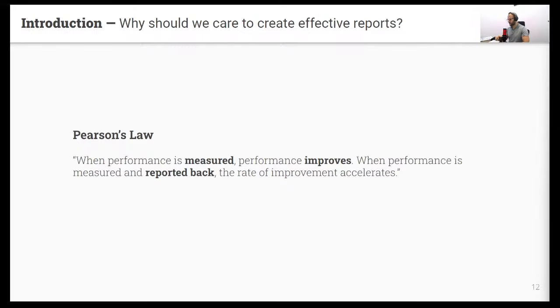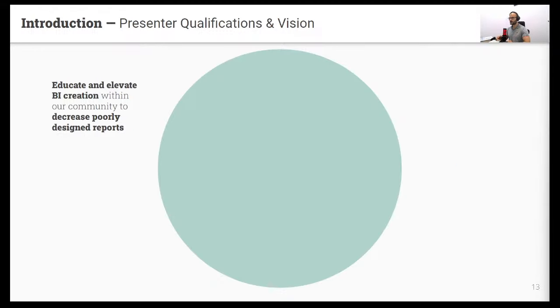So that being said, when there are a lot of poorly designed reports and we need to try to understand why and how we can improve this, well, that's why I come into this picture here. My vision, or our vision for Data&People, is to educate and elevate business intelligence creation within the community so that we can decrease the poorly designed reports.